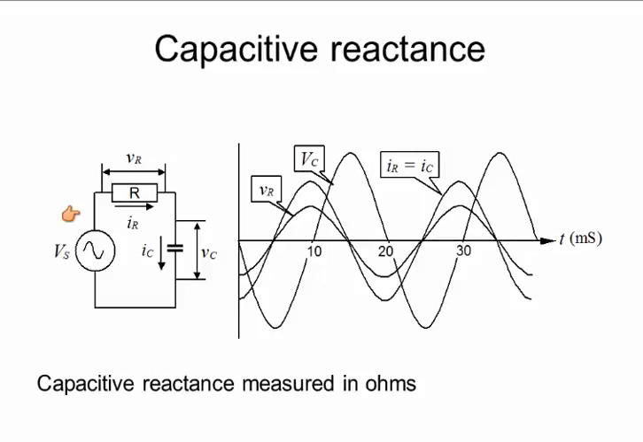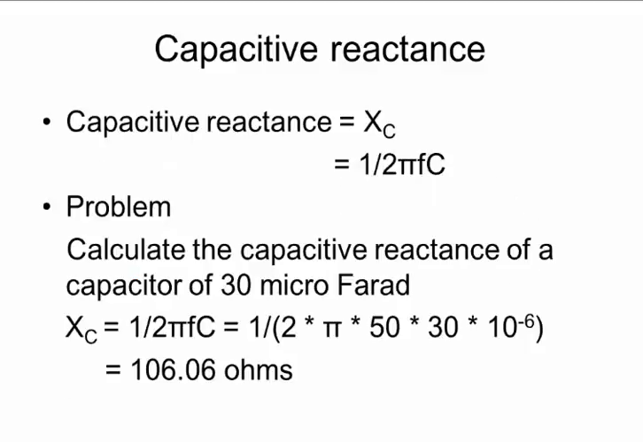We have a capacitor instead of an inductor, and you can see that the voltage across the capacitor and the current are 90 degrees out of phase, but now it's the other way around. In this case, the voltage lags the current, and in the inductive case, the current lags the voltage. Okay, so the capacitive reactance is given by this equation. If you look at the problem over here, we want to calculate the capacitive reactance of a capacitor of 30 microfarad. So it's very simple.